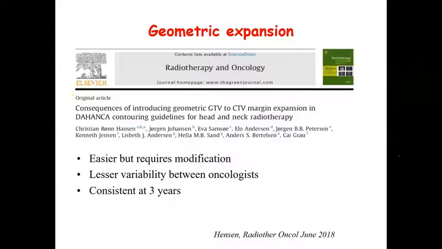So, although the guidelines were published in the year 2018, barely 18 months from today, the group has been practicing this for some time, and they've published their experience and the consequences of this kind of expansion. What they feel is that at the end of the day, it's easier to do this geometric expansion, though it does require modification. It offers lesser variability between oncologists, and you can afford a consistent practice, which is what they state at the end of 3 years.